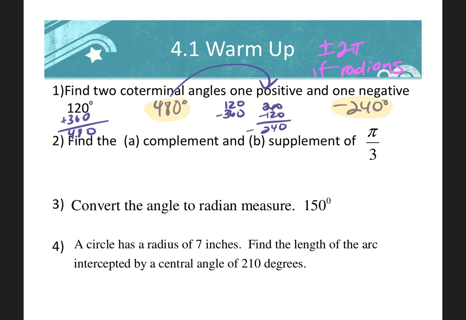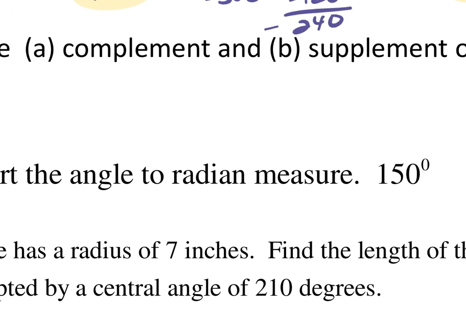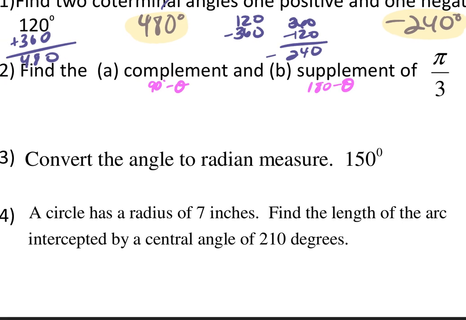Then B is your complement and your supplement. Again, you want to know how to do this in both degrees and radians. Like this example is in radians, but we want to also know how to do it in degrees. If it was in degrees, then the complement would be 90 minus the angle, and the supplement 180 minus the angle. When it's in radians, like this one is, then I do pi over 2 minus the angle, and I do pi minus the angle.